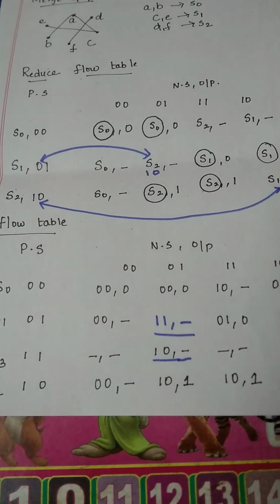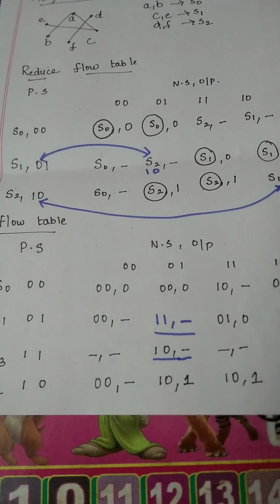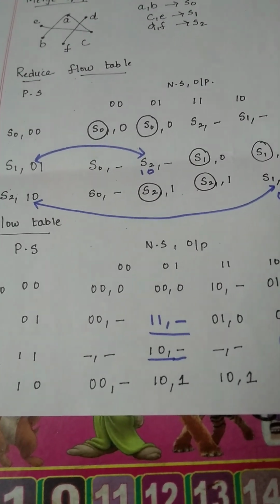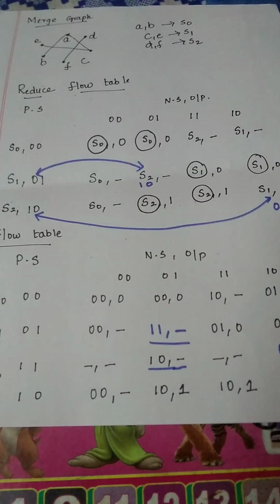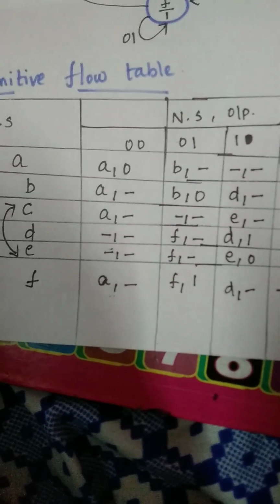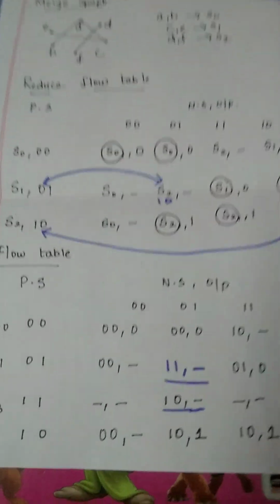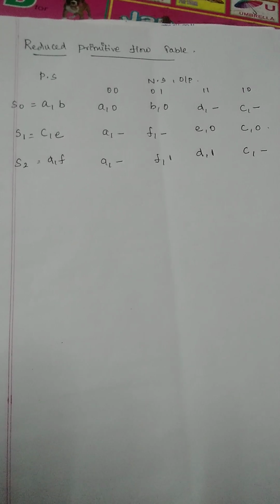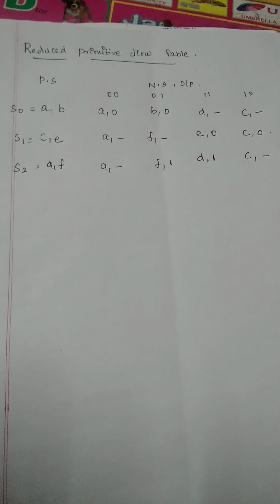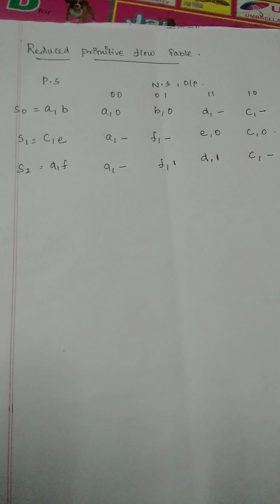If you see the reduced flow table, we have taken the primitive flow table. Here we have A, B, C, which we have reduced, right? Whatever we have reduced has been written here. We have to write this as the reduced primitive flow table. Already we have seen the primitive flow table, and we have drawn the merge graph by reducing this.